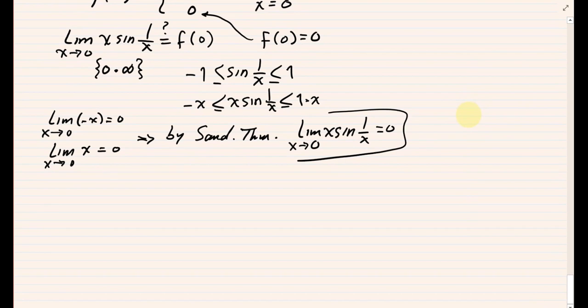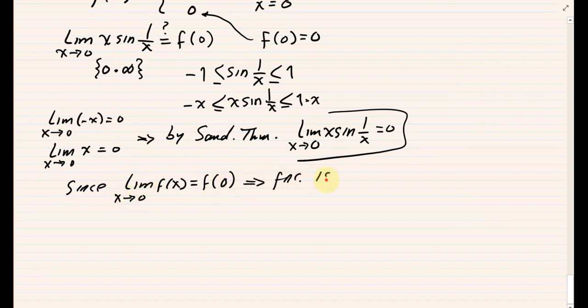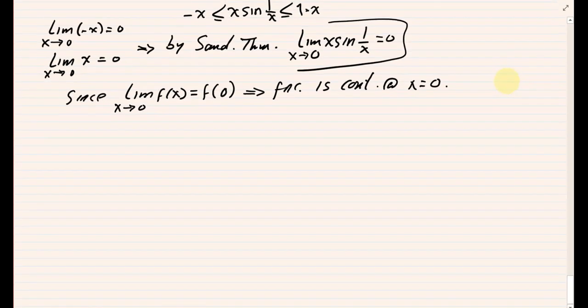So as a result, since the limit of f of x is equal to f at 0 as x goes to 0, that implies the function is continuous at x equals 0. So we're good. Now, let's see if this function is differentiable at 0. Is f differentiable at x equals 0?